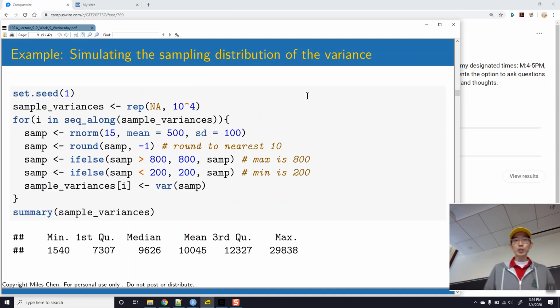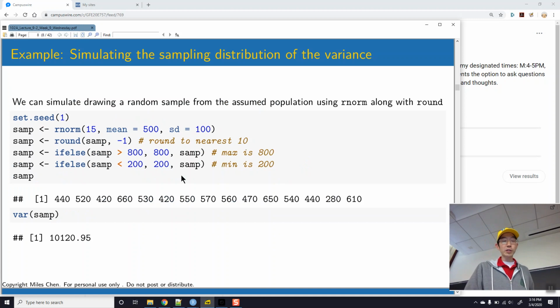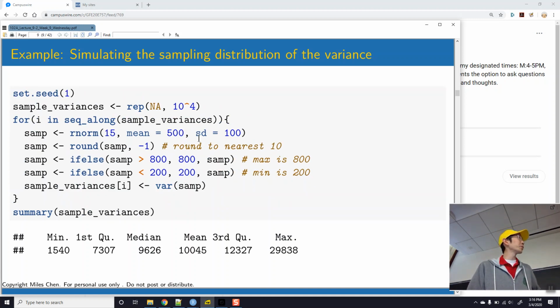Okay, all right, and so let's build up the sampling distribution. All I do is I take this exact code and I wrap it inside a for loop. So I'm going to keep everything stored in sample_variances. We're going to have 10,000 of these, 10 to the 4. And then I say for i in seq_along, for each of these things, take a random sample of 15, round it, make sure the max is 800, make sure the min is 200. Calculate the variance of the sample, and then store that in sample_variances[i].